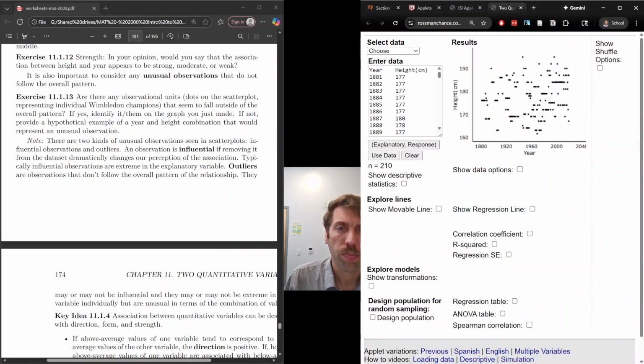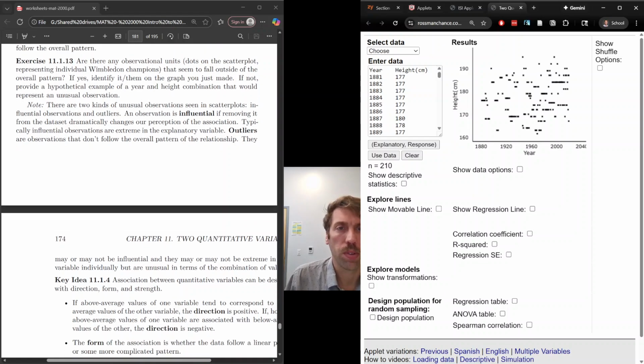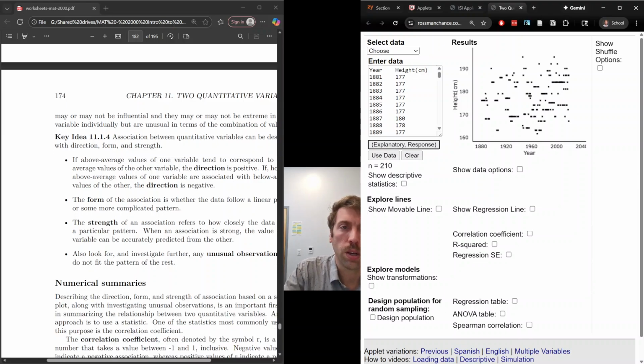Now there's two descriptors of unusual observations. They're influential if moving that single point changes the way you think about the association, and outliers are ones that don't follow the pattern.